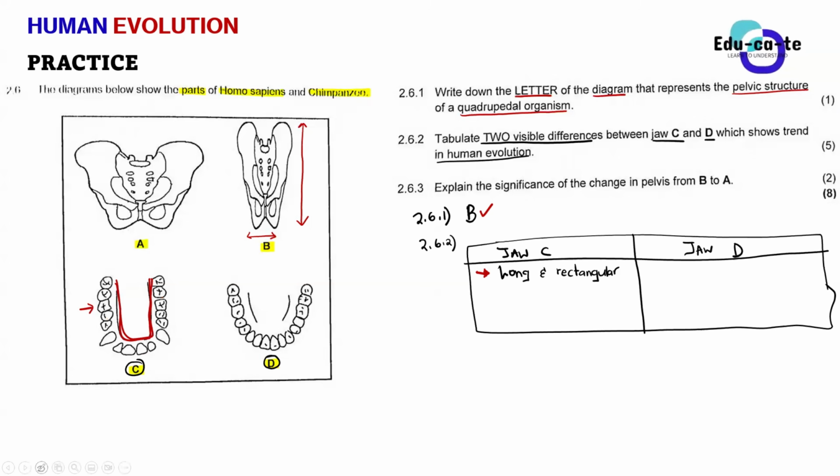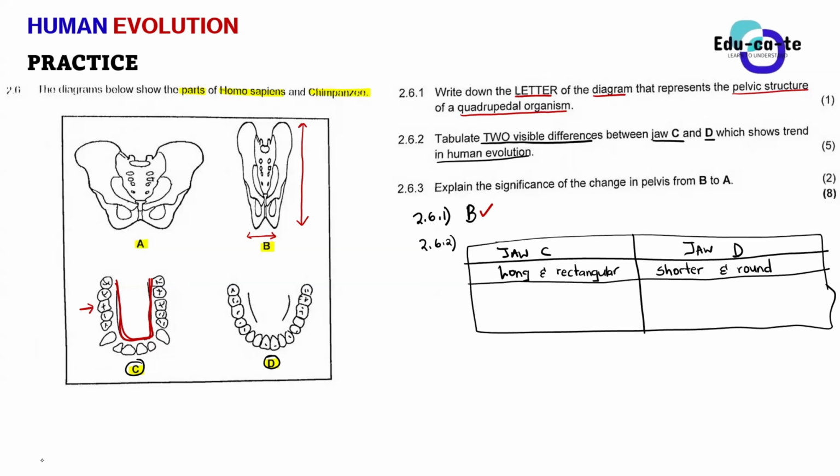What about for D? What would you say to counter that? For D, it is smaller and round. Yes, you would say that it is shorter and round. It has a round shape, it's not rectangular. Okay, and then what are the other differences between the jaws? Any other visible thing from this given diagram? Let's see. Give it a try, everyone.